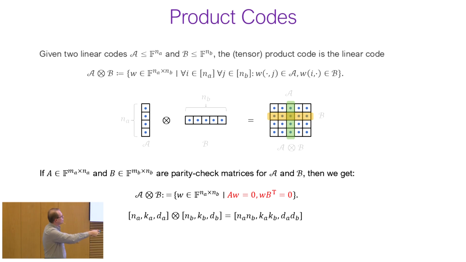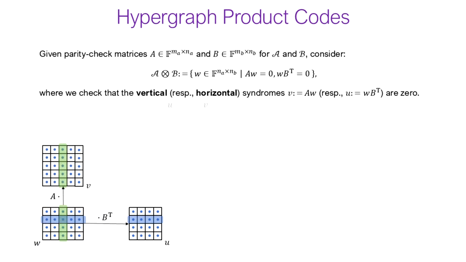And these codes are very nice because they have very simple parameters that can be easily calculated. Hypergraph product codes are naturally related to this product construction. Here, as I said, we can use these parity check matrices A and B. When we apply them, we obtain these syndromes and these syndromes. I denoted them by V and U.